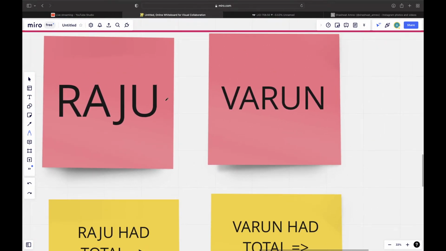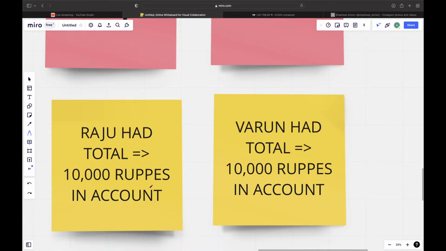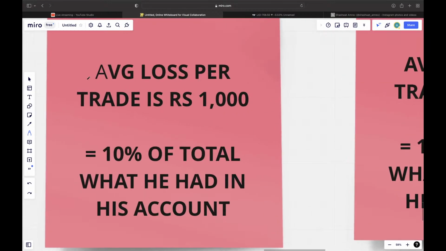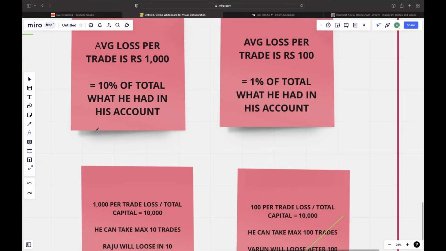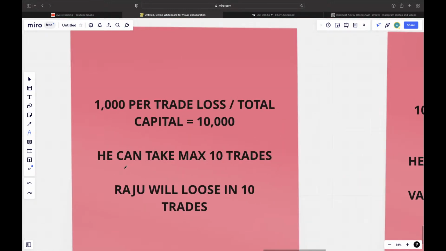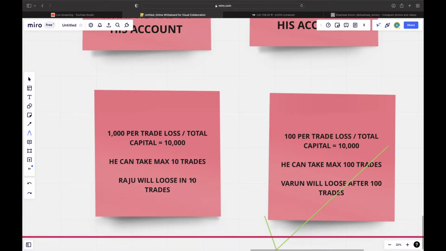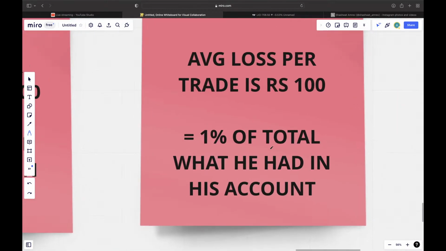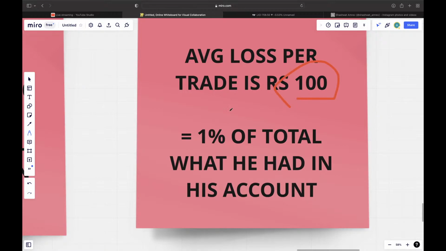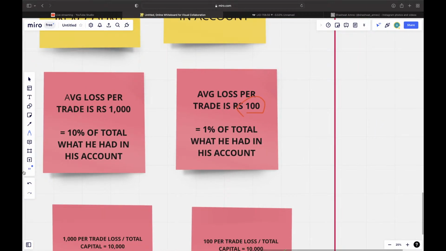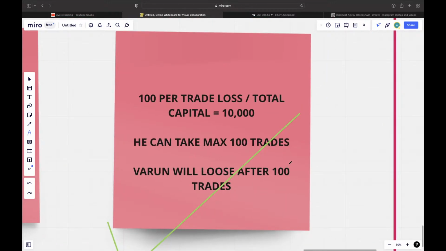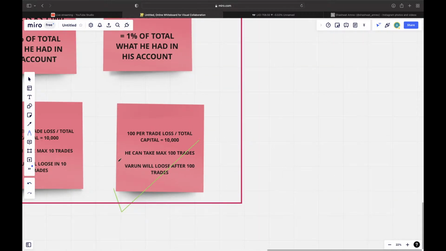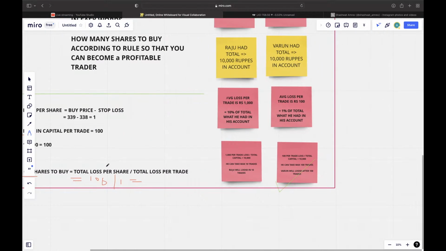Two boys were there, Raju and Varun. Raju and Varun both had 10,000 rupees, and Raju used to just wipe out 1,000 rupees every trade. It means 1,000 gone per trade, 10 trades, Raju is completely bankrupt. Varun realized this, and Varun had a 100 rupee limit. So he never lost more than 100 rupees, so he can take 100 trades. So we need to be like Varun. We need to make very little loss so that we can trade more and more.